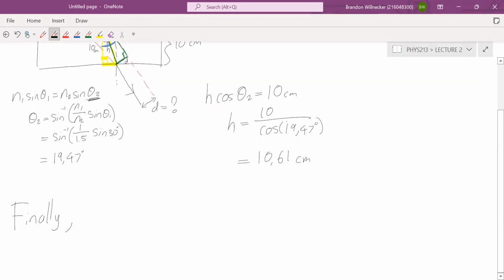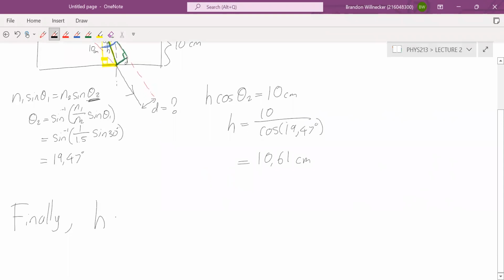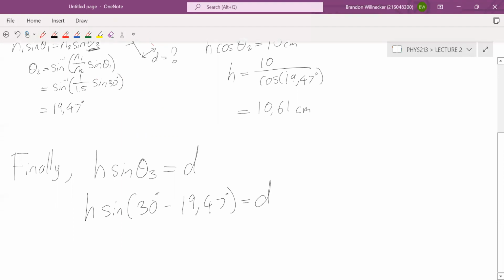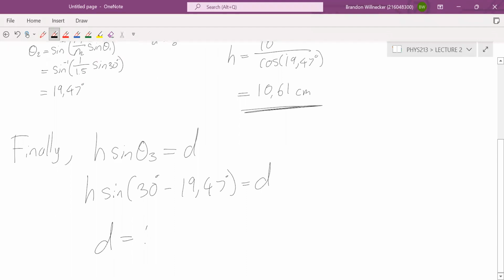how do we find D? D was the opposite in that green triangle. So we write H sine θ3 is equal to D. That's the opposite. So H sine of 30 degrees minus 19.47 degrees is equal to D. We know what H is, we just worked that out here. So D is equal to 10.61 times the sine of 30 degrees minus 19.47 degrees.